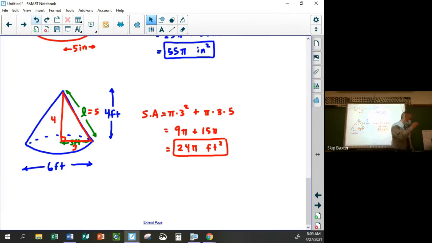So the homework is actually on IXL, and because they don't have anything about cones on Delta Math, unfortunately, it's just called Surface Area of Pyramids and Cones on IXL.